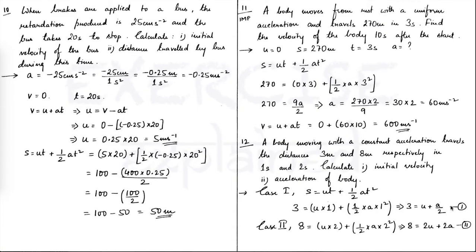Now I would be taking case 2, wherein again I am using S is equal to UT plus half AT square. So what I do here is, I take S as 8 is equal to U as U only, because I do not know the initial velocity, into T as 2 seconds, because for case 2 we consider the second time. So 2 seconds plus half into A is A only into 2 square. So here what I get is 8 is equal to 2u plus 2a. So as you can see here, we have considered this as equation 1 and this as equation 2.